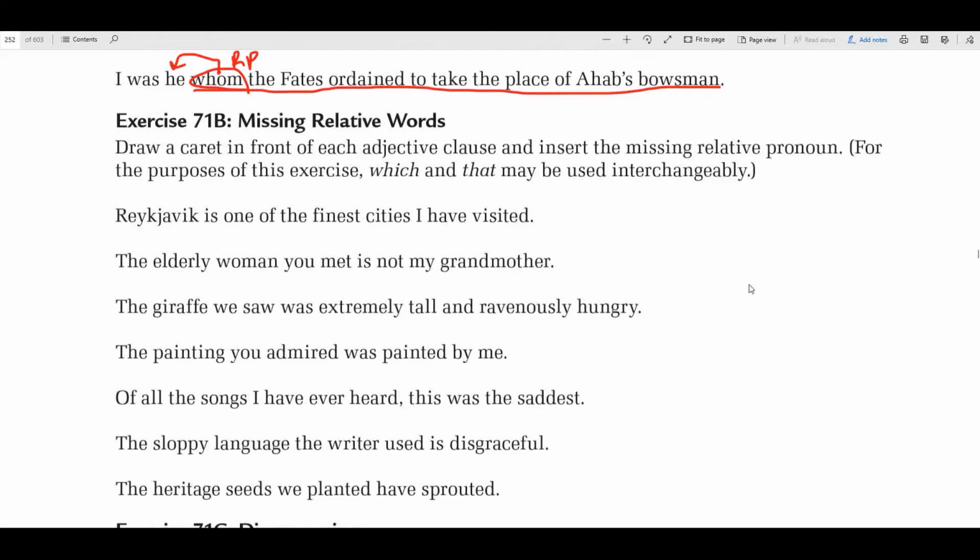Let's look at our next section, 71B. Here it says draw a caret in front of each adjective clause and insert the missing relative pronoun. For the purposes of this exercise, which and that may be used interchangeably. Okay, so for myself, I'm just going to put a W or a T.